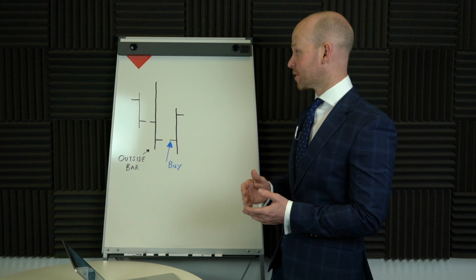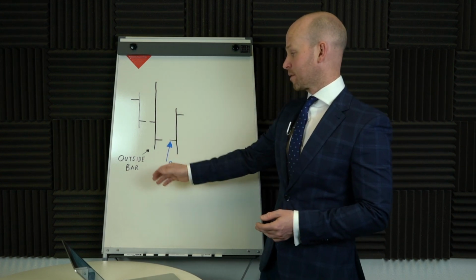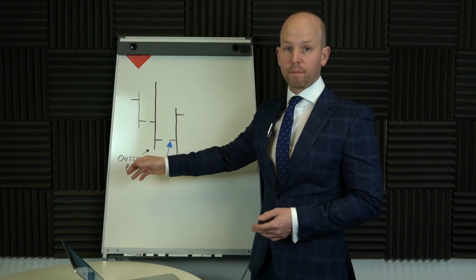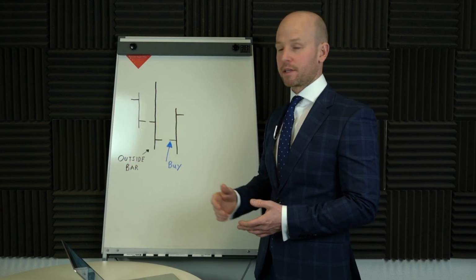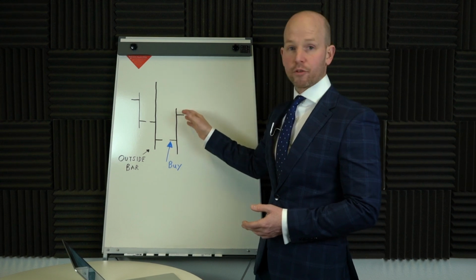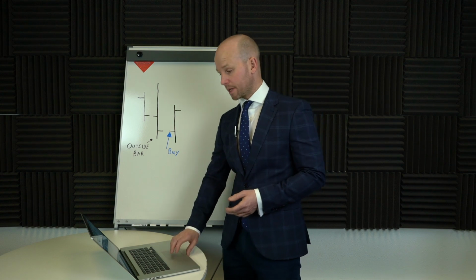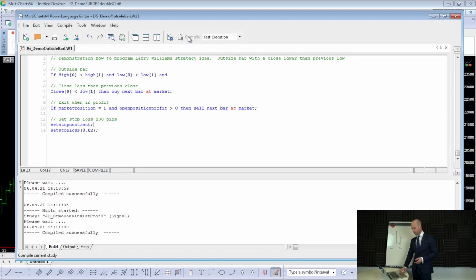That's it programmed. We've got our outside bar. We've said we need the close to be less than the low of the previous bar. And we've got our exit criteria: get out of the trade if we're in profit. And we've got our stop loss. Now all we need to do is hit the compile button. I've already compiled this strategy.